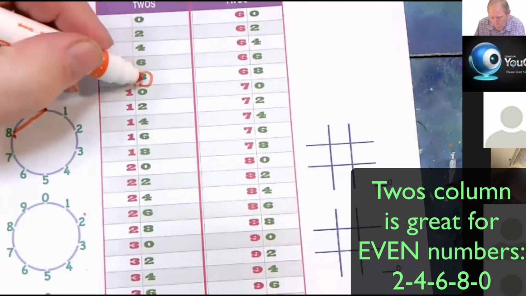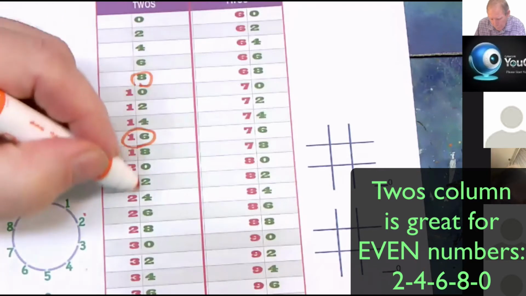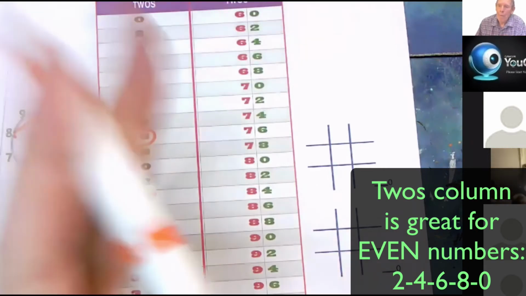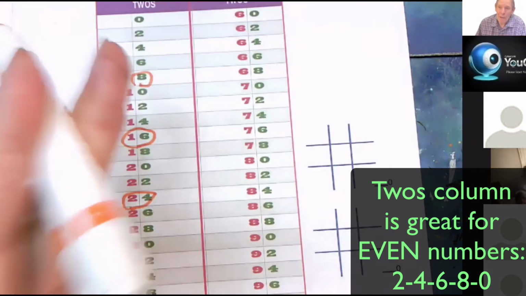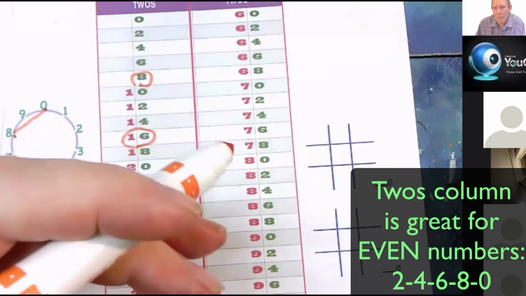1, 2, 3, 4. 1, 2, 3, 4 is 16. 1, 2, 3, 4. Because you've already cut. And again, this is even and odd number. This is the even numbers. So the numbers in between are the odd numbers.